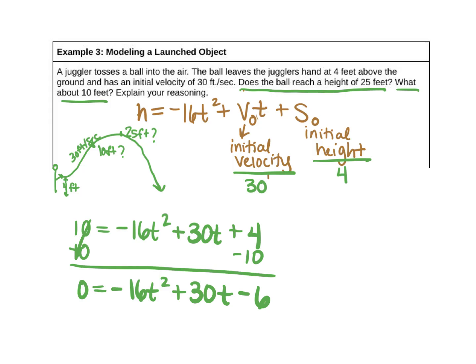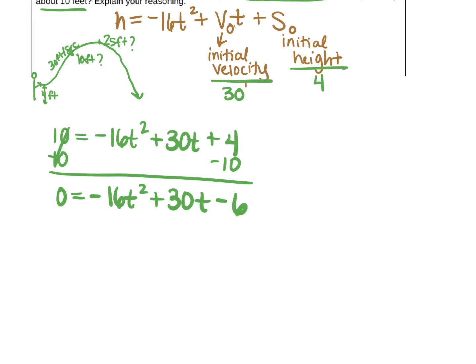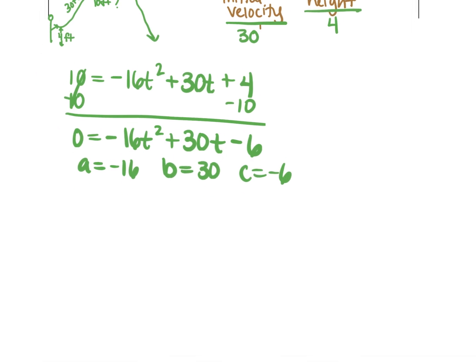Second half, the B. The second half, the discriminant, right? If that's negative, it's not going to be real. So we're just going to see if we get a negative. That's it. So A is equal to negative 16. B is equal to 30. C is equal to negative 6. We're going to plug it into that quadratic.